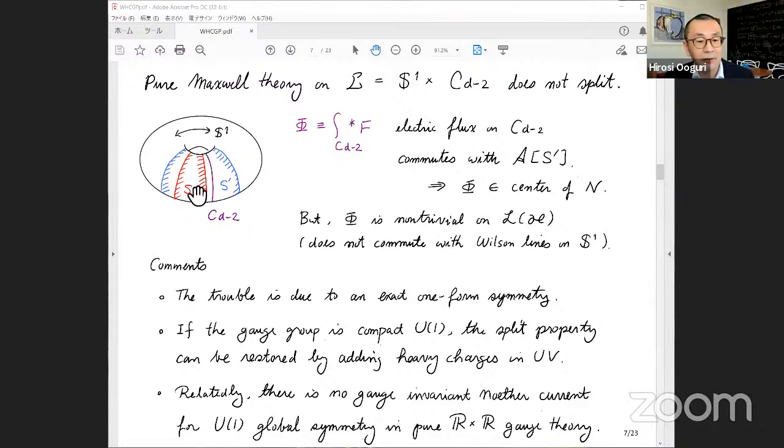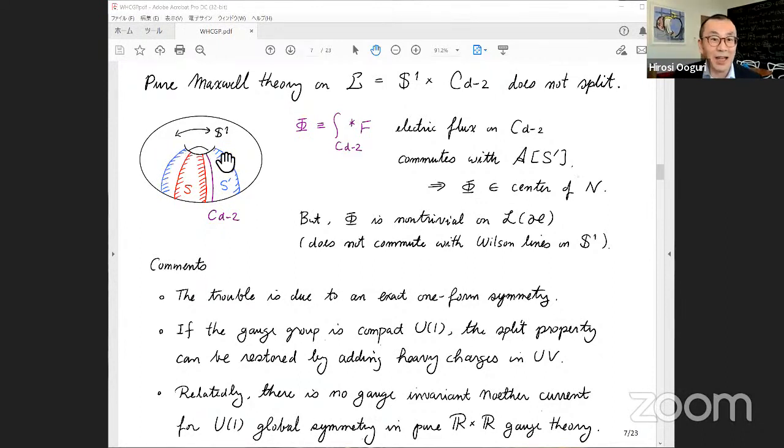Suppose I have this kind of ball-like region, S. Then this commutes with it, since this is conserved, so you can split this off. This F does not belong to S, so obviously they commute with each other. That means that this is in the center of this von Neumann algebra. If this type one von Neumann algebra exists, it must be in this center. But this operator is non-trivial because it does not commute with a Wilson line going around the dual cycle. So this theory does not split.